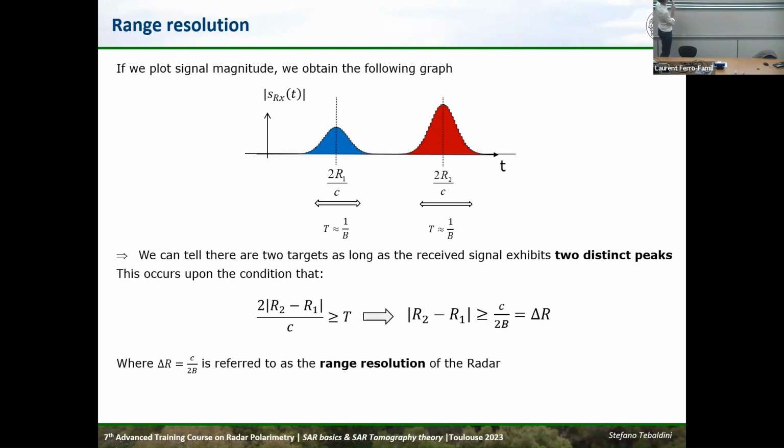And we can state a condition for this to happen. We say that the duration of a process is 1 over the bandwidth. So we can distinguish two peaks as long as the difference of the two distances is larger than this value, C over 2B. And this is called the range resolution of your system. If this is not true, meaning if two targets are found at distances such that their difference is lower than this value, you can visualize it. It just means that the two peaks overlap, and they would form just a single peak, based on which you could not tell that there are two different things.